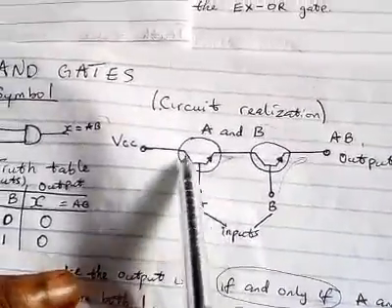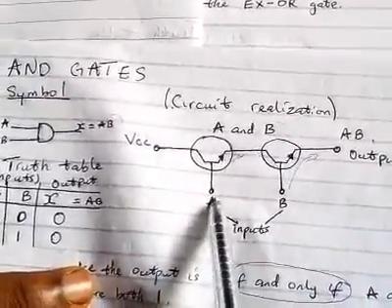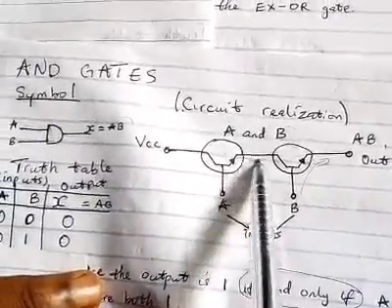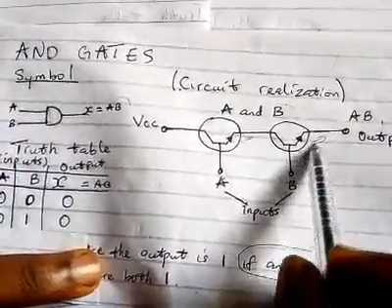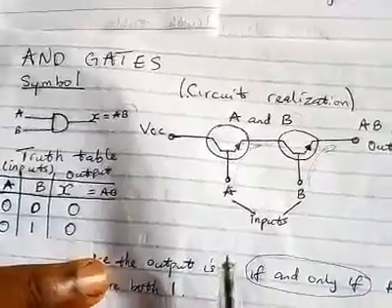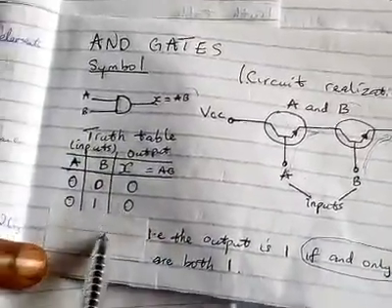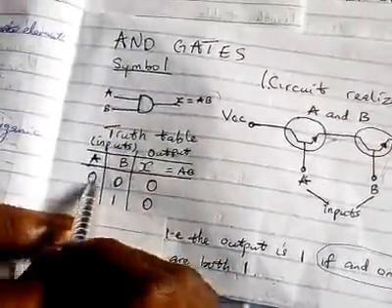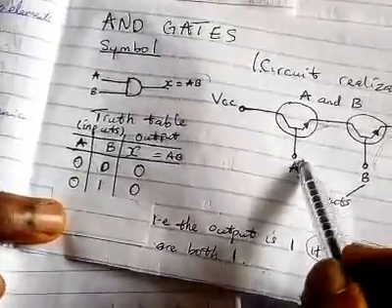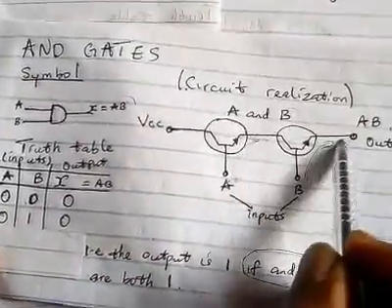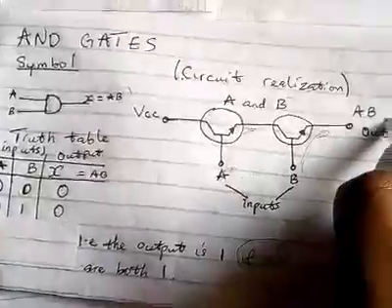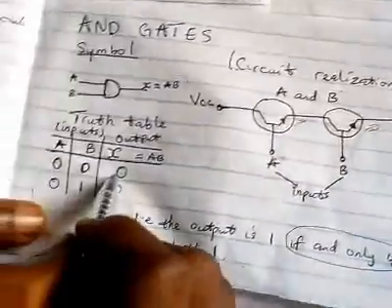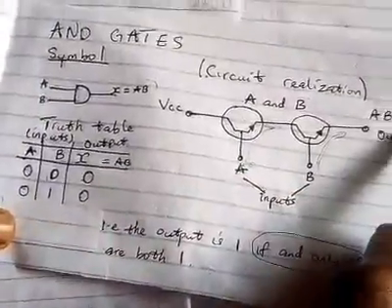Remember, current can only flow from here to here if the input here is 1. That is, if current flows here and current flows here. So, for example, in our truth table, when both inputs are 0, that is, current is not flowing through these places, the output becomes 0. Why? Because no current can flow here.